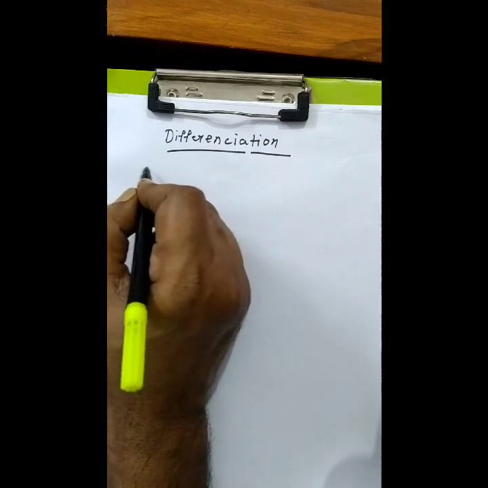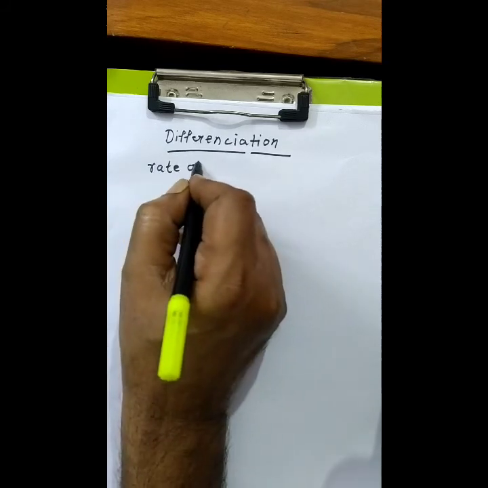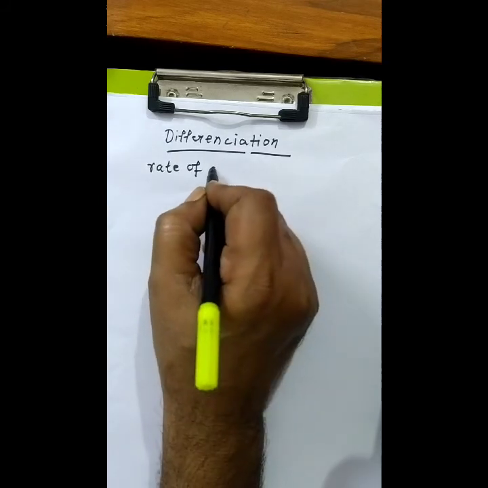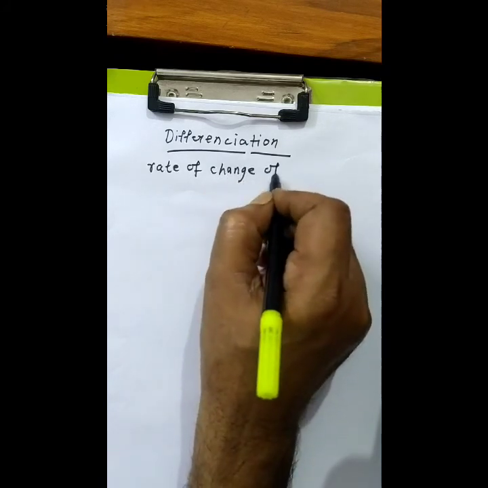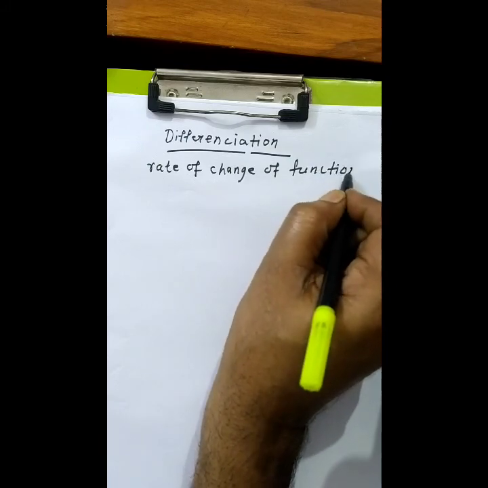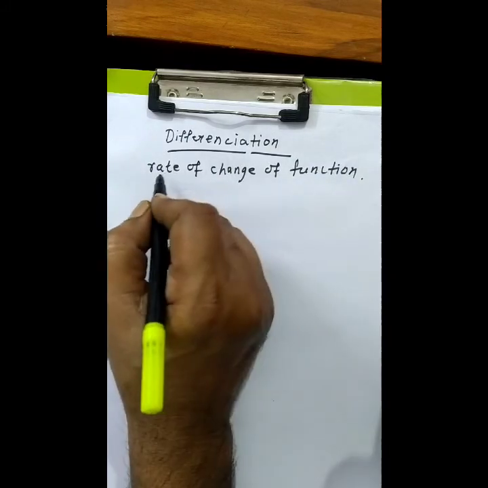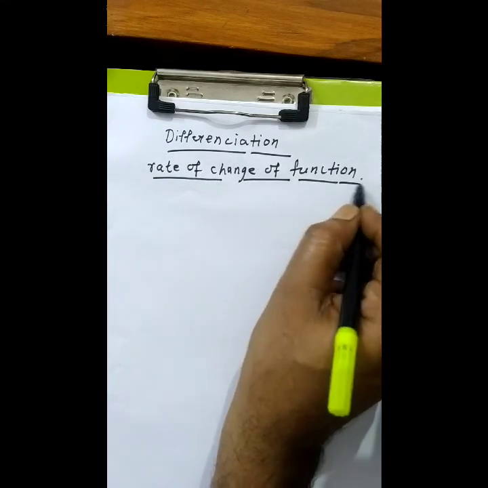Differentiation is calculation of rate of change of function. So differentiation is calculation of rate of change of function. Now we'll define what is exactly the meaning of derivative.